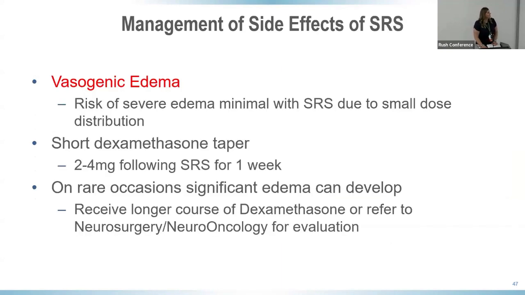Management of these side effects for the edema, we do the Decadron, much like we can do in the lung, 2 to 4 milligrams, usually for a week after treatment, sometimes longer. On rare occasions, they need longer courses of Decadron, and we do consult our neuro-oncology teams to help us manage and consider things like Avastin.